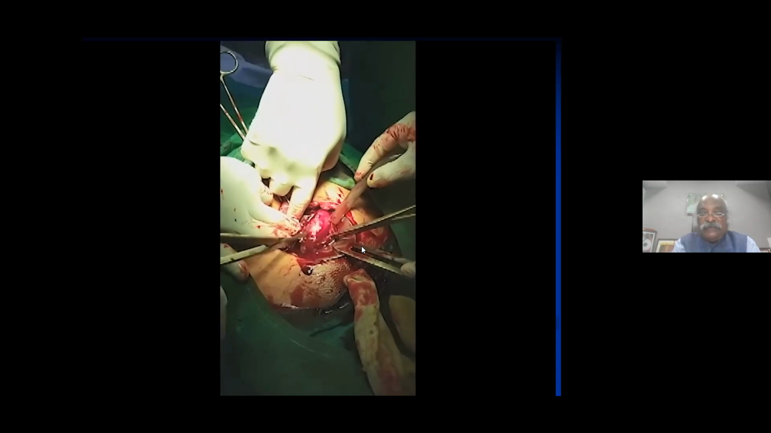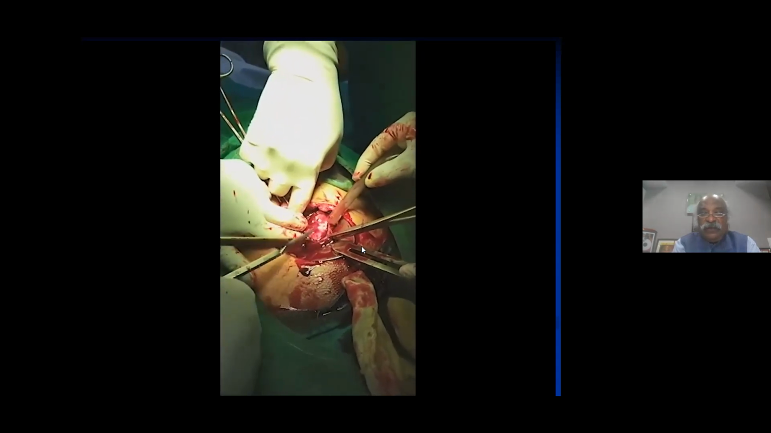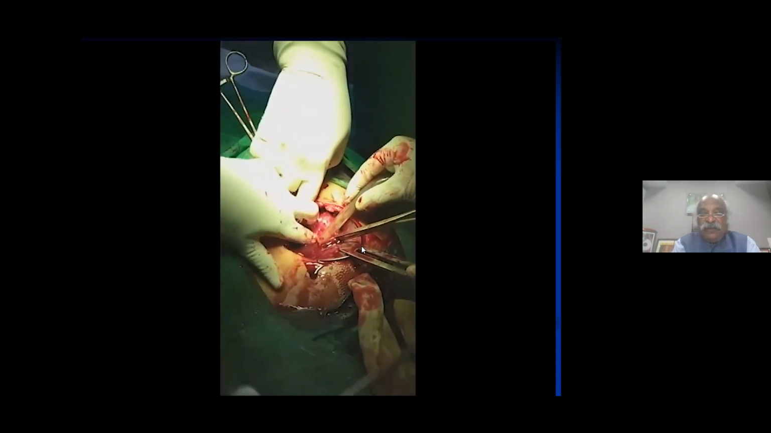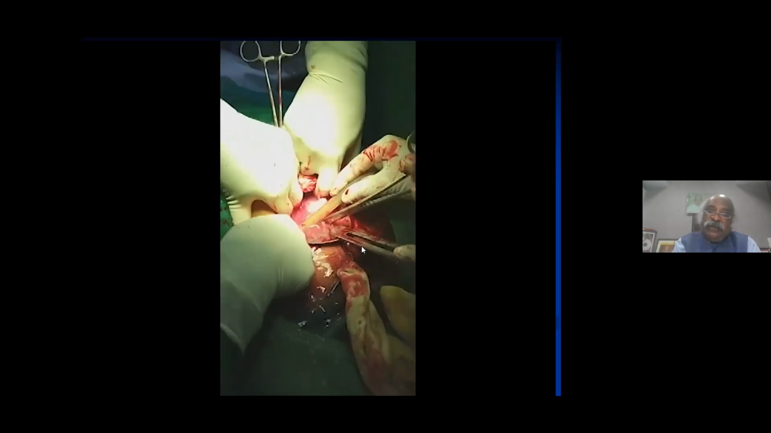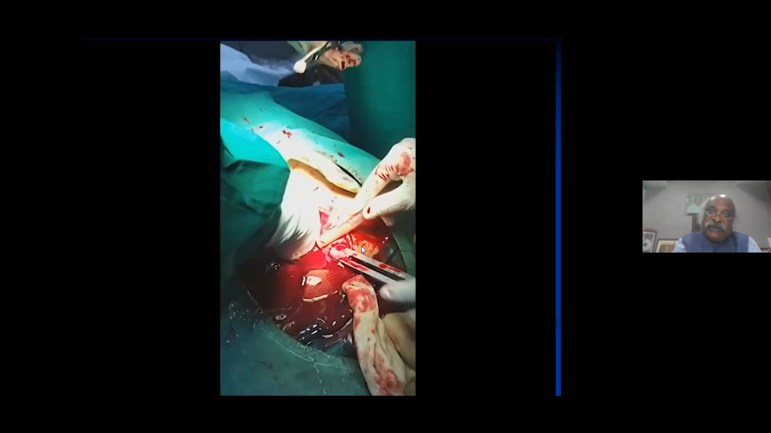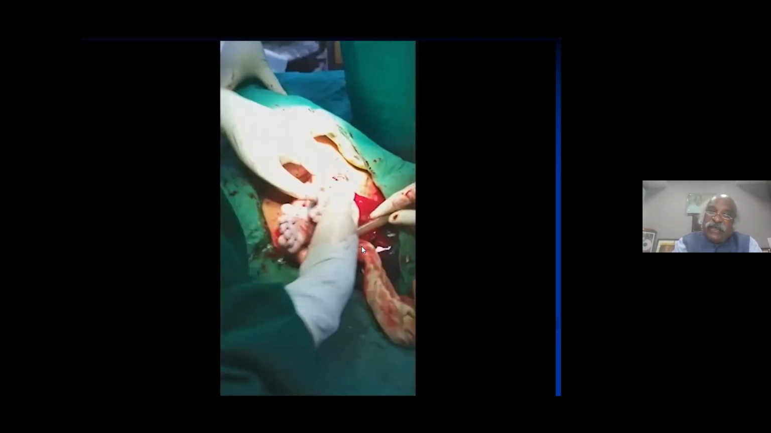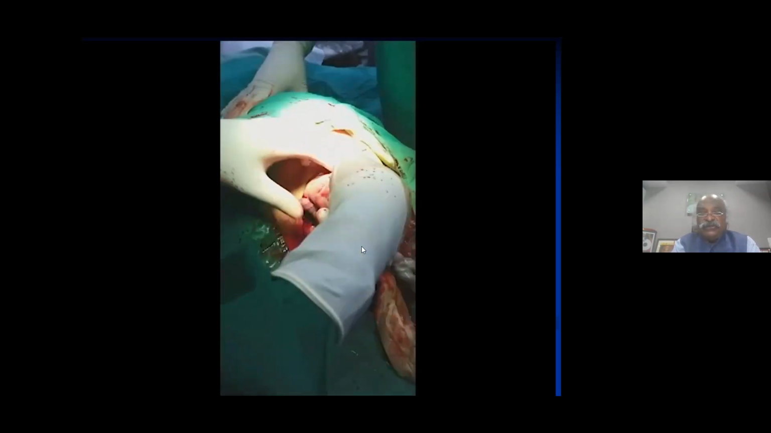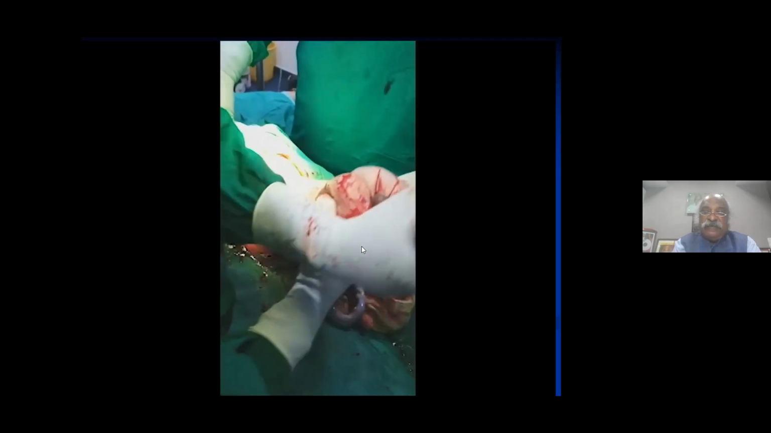Here I went through the placenta, then cut the placenta and membranes, and then hold the baby's foot, the breech, and breech extraction is done. Immediately after that, you give an ecbolic like carbetocin, which is very good for that. And after that, remove the placenta.